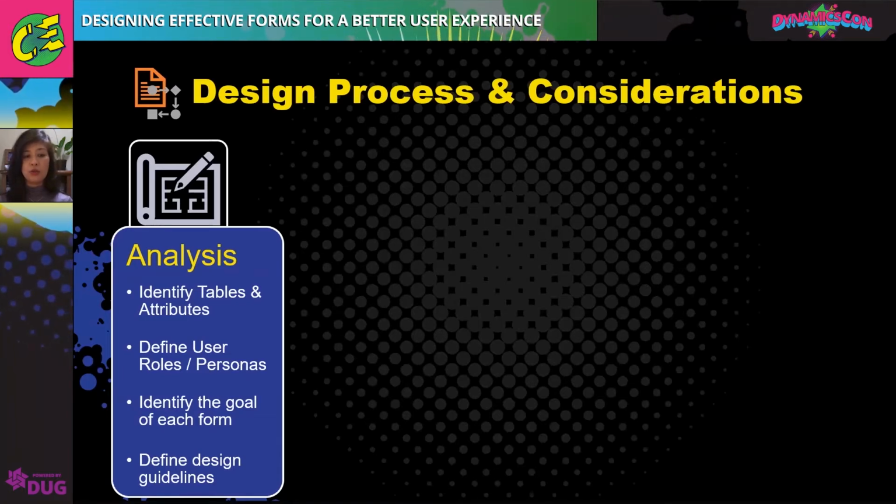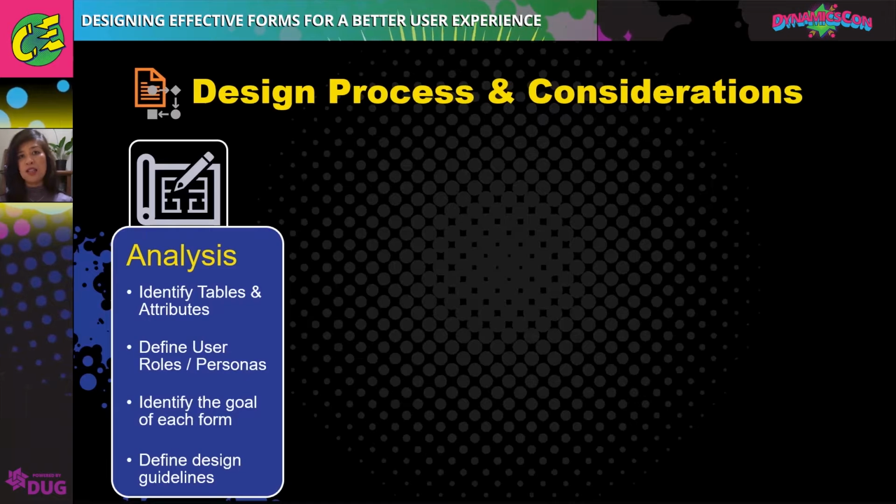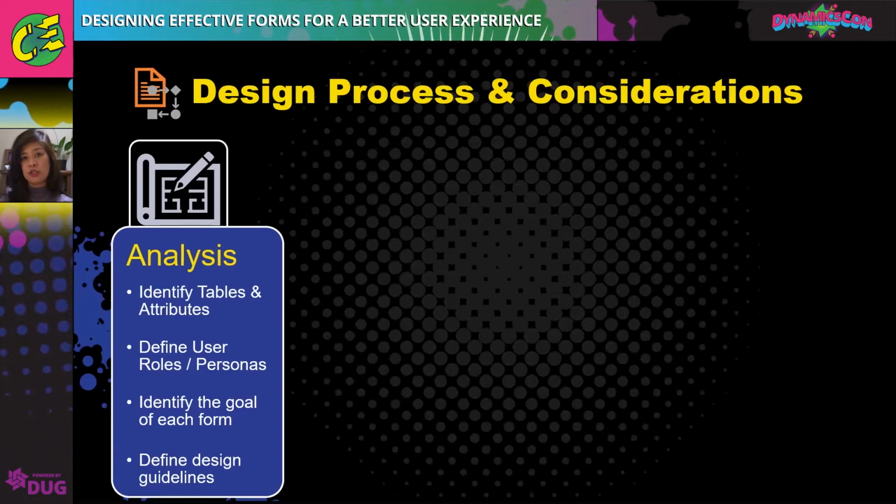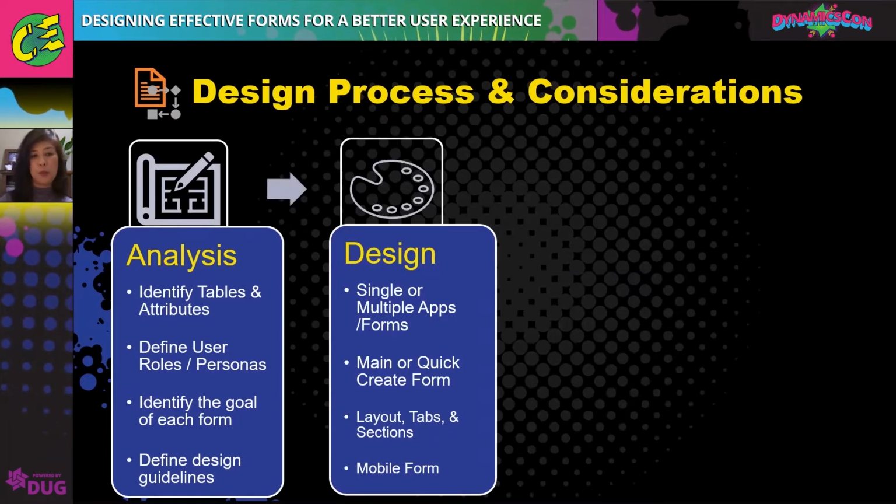And also, next we have to define design guidelines. Especially if you're part of a big team doing a big project, there are going to be a lot of people designing different types of forms for different tables and entities. So it's really a good idea to define the design guidelines: what layout are you going to use, sectioning, naming conventions, and all that kind of guidelines.